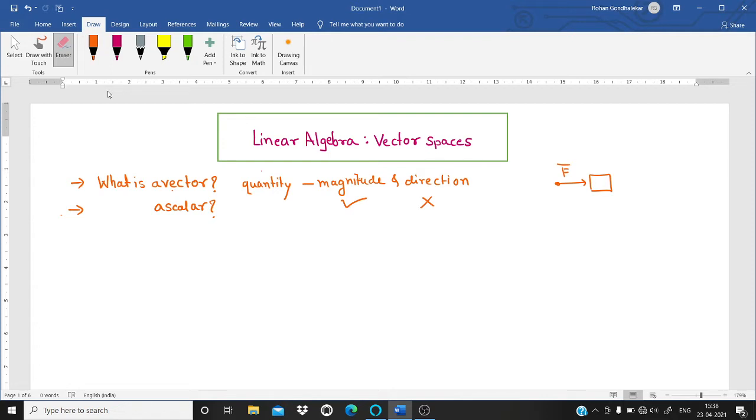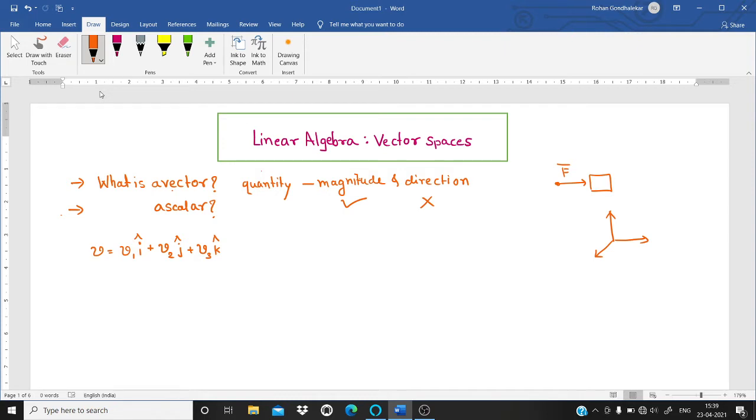Now, previously we have seen that a vector v can be represented as v1 i cap plus v2 j cap plus v3 k cap. So it's a three-dimensional vector. Here i cap, j cap, k cap are the unit vectors along the x-axis, y-axis, and z-axis. That means their modulus is 1.